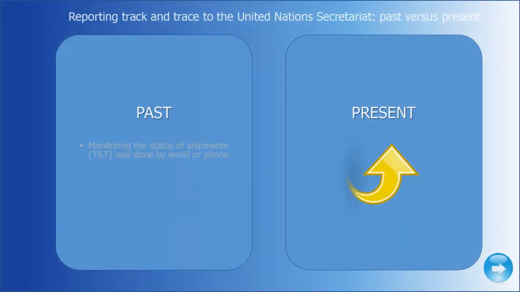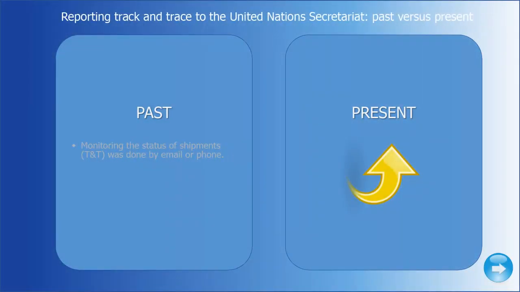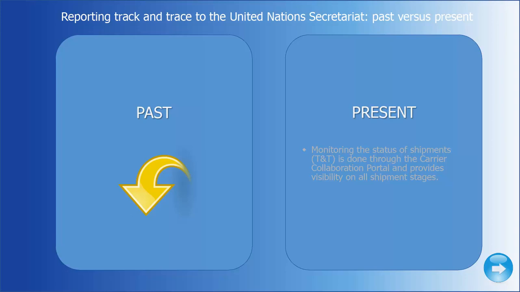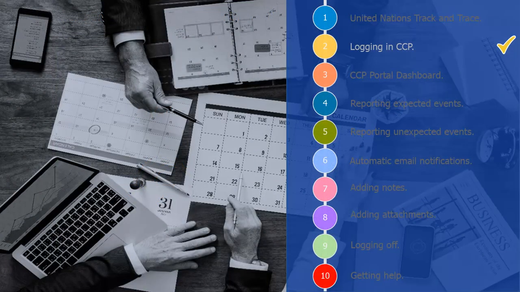In the past, monitoring the status of shipments, TNT, was done by email or phone. In the present, monitoring the status of shipments, TNT, is done through the Carrier Collaboration Portal and provides visibility on all shipment stages. Let's get started.